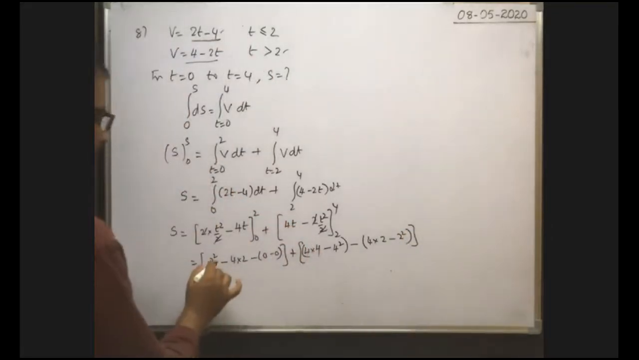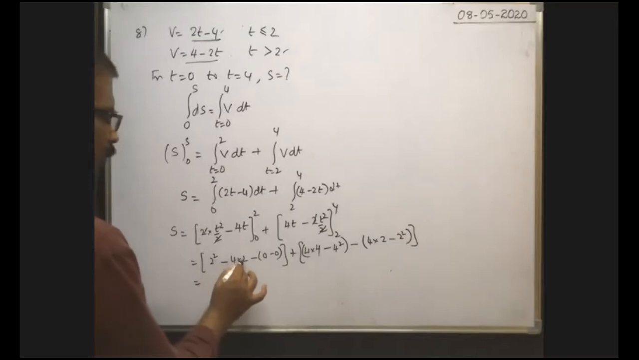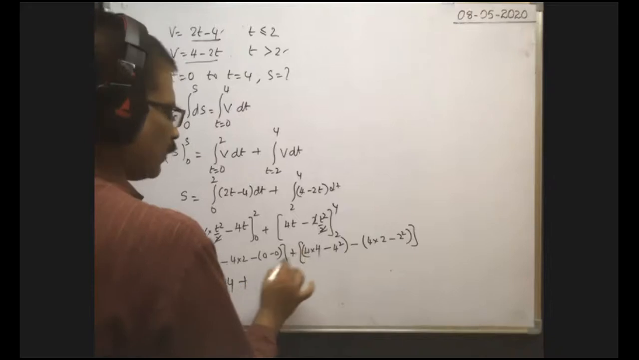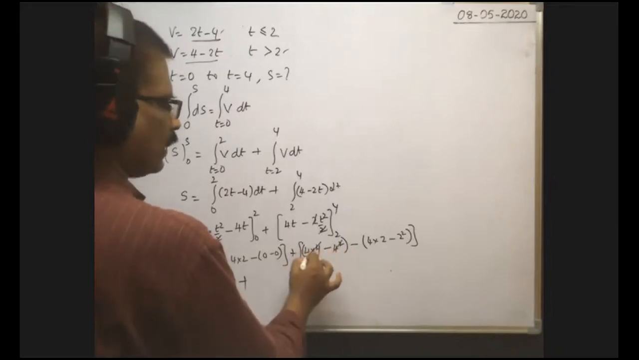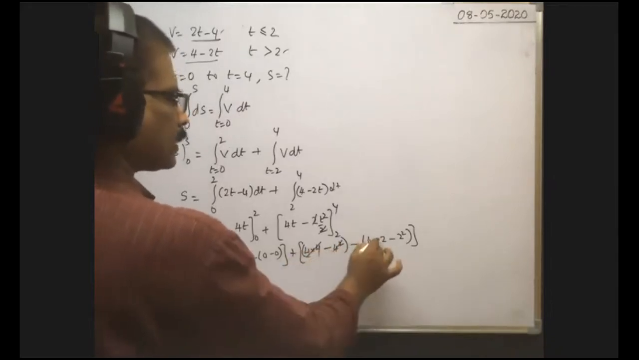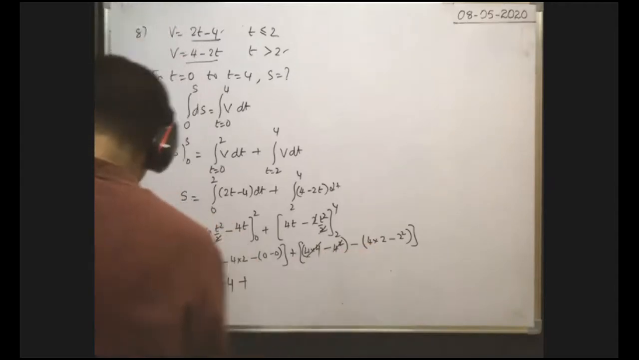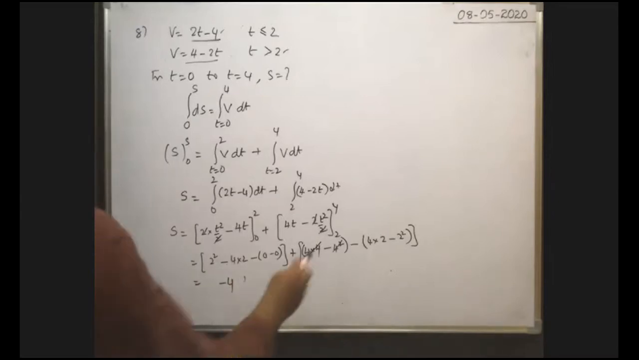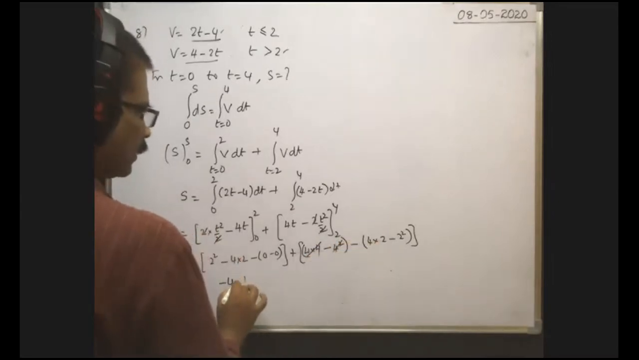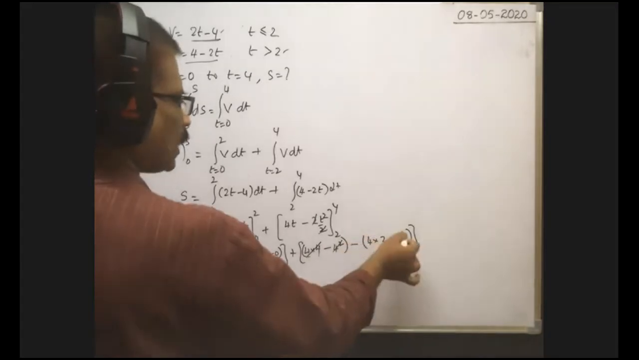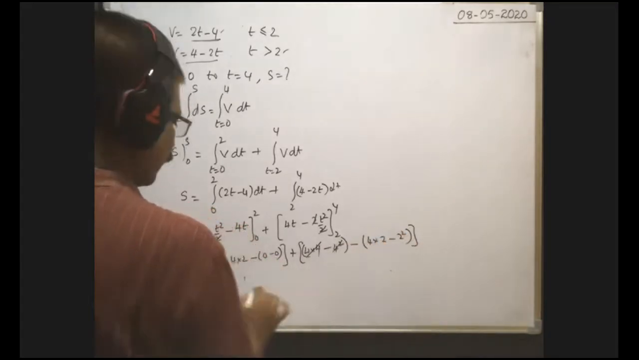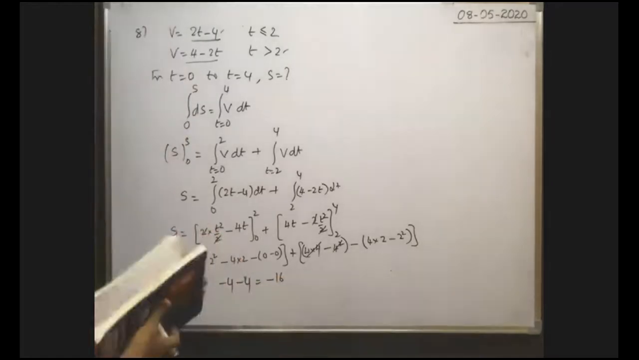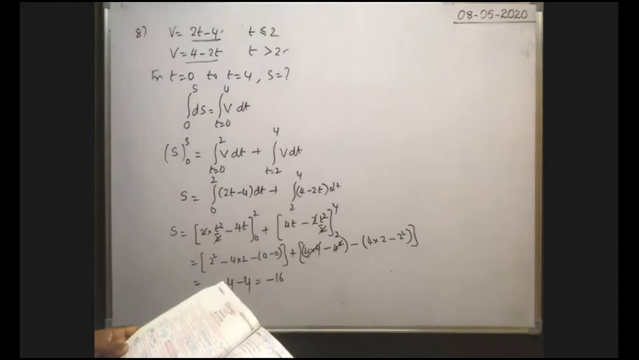Here 4 minus 8 means minus 4. Plus, here 16 minus 16, these two cancel. Then here minus of 8 minus 4, that means minus of 4, so minus 4. So minus 4 and minus 4 gives a total magnitude of 8... So the total distance is 16 meter.